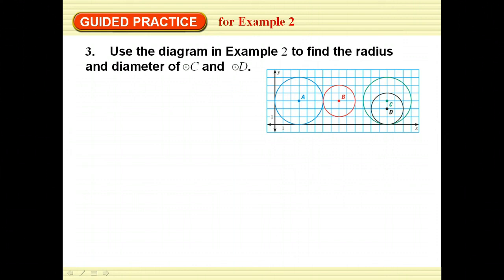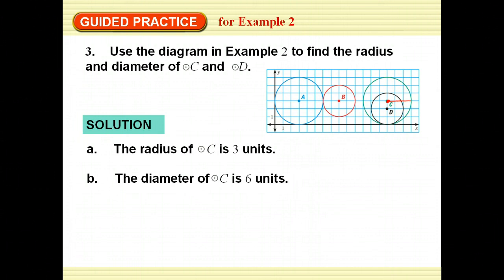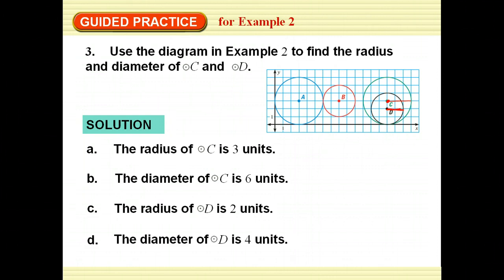The radius of C and D. Well, here is center C, and since that is the center of this circle, we're not talking about the smaller circle, we're talking about the larger one. So the radius is 1, 2, 3 spaces. That would make the diameter 6 spaces. And for D, we go from here out to here, so the radius is 2 spaces. That would make the diameter 4 units.